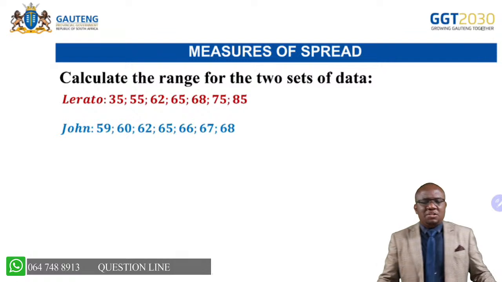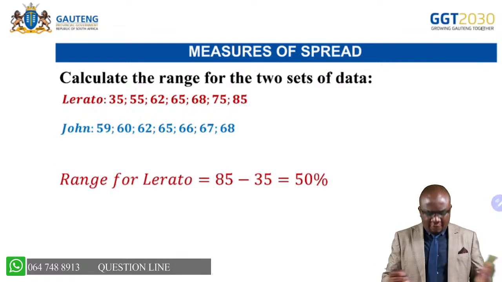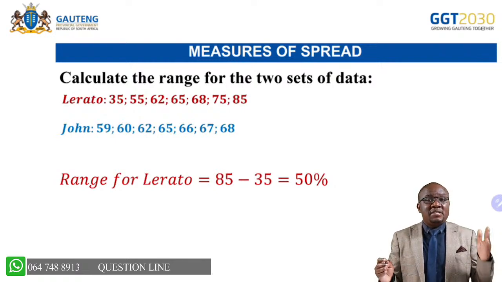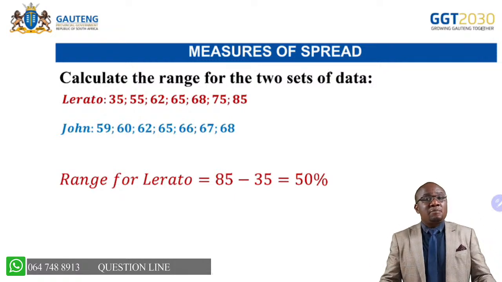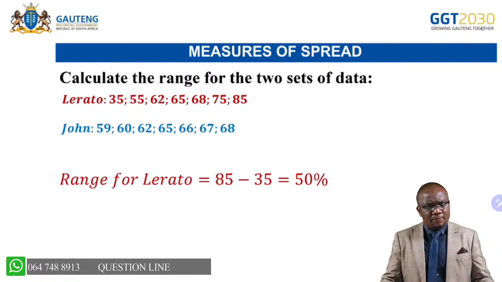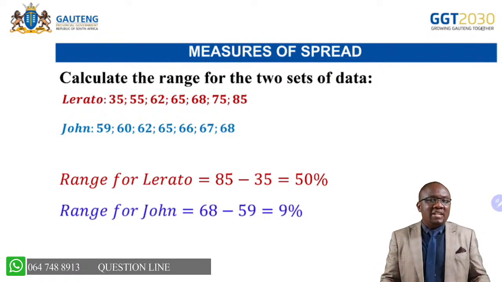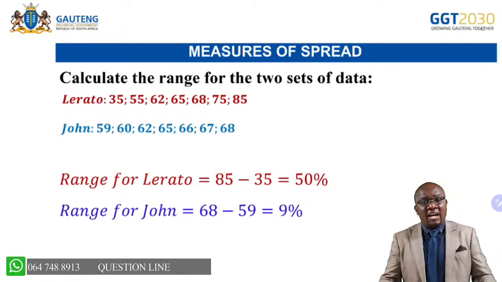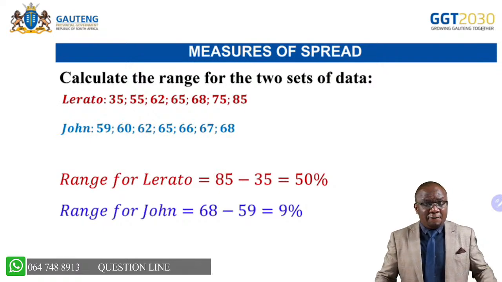Let's see if you managed to get the right answers. For Lerato, what did you say? 85 minus 35, 50%. The range here means it's 50%, the difference between the lowest mark and the highest mark. Okay, and then for John, the range is 9%. The difference between the lowest mark for John and the highest mark for John is 9%. Do you see the difference now?